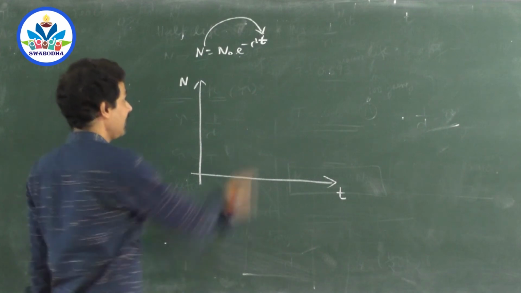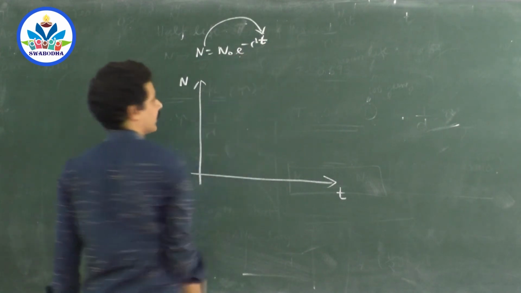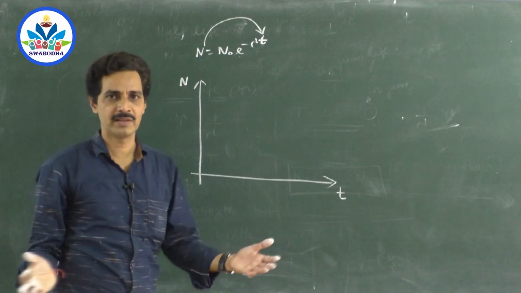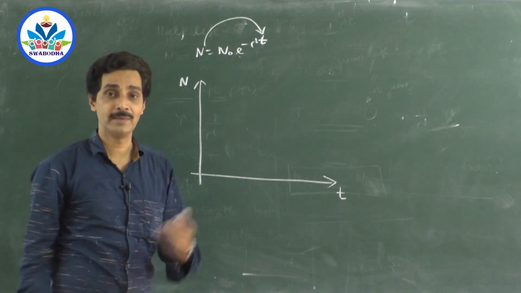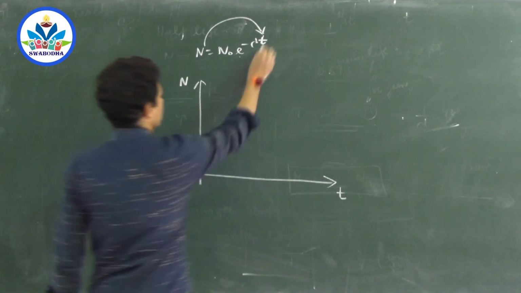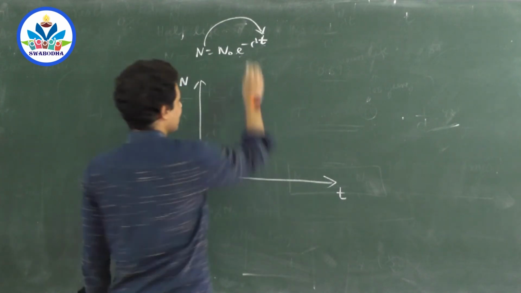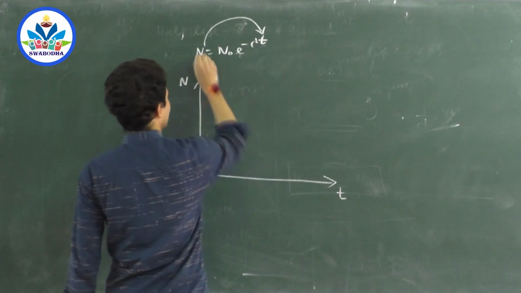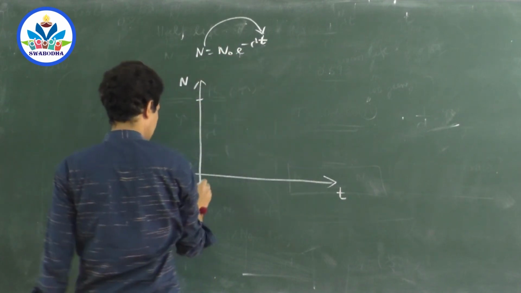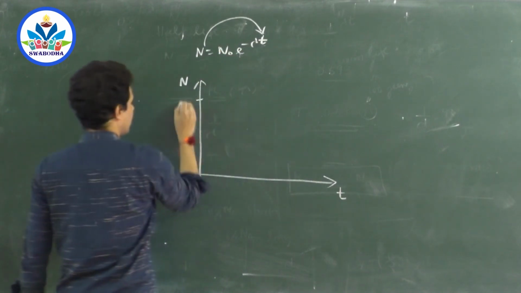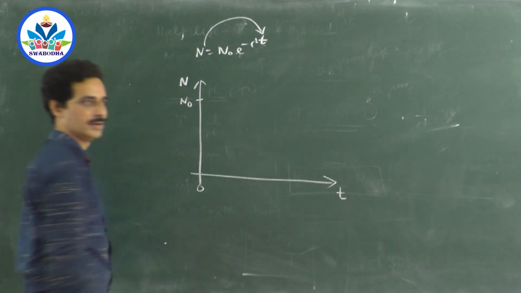See, when the time is 0, what is the number of atoms remaining? What is the number of atoms that you have in your hands when the time is 0? Put time t equal to 0. E to the power 0, you know that value, right? It is 1, correct? Anything to the power 0 is 1. So N equals N naught. So start from here. When the time is 0, the number of atoms in the sample is N naught, correct?